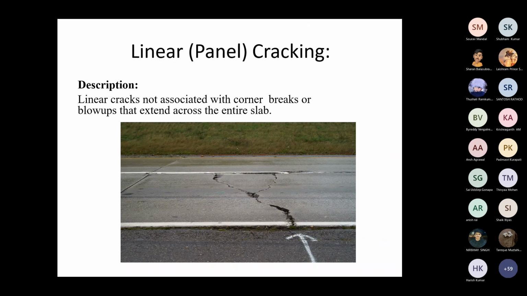Then linear or panel cracking: these are linear cracks not associated with corner breaks or blow ups that extend across the entire slab. The entire slab itself in some location might have broken.